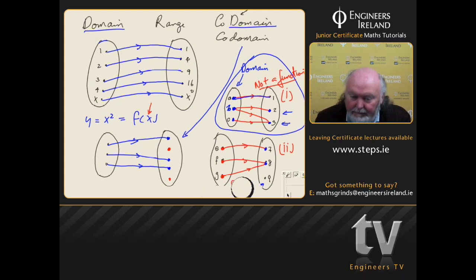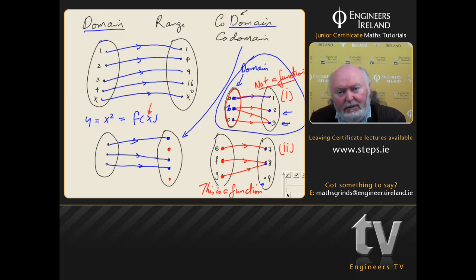I'll rewrite that. This is a function. So what's the not allowed thing? The rule is that each item that's in the domain can only get mapped to one item in a codomain or range, and it makes no difference if it happens to be the same number over here that some other number got mapped to. That isn't an issue, but the first one is an issue.